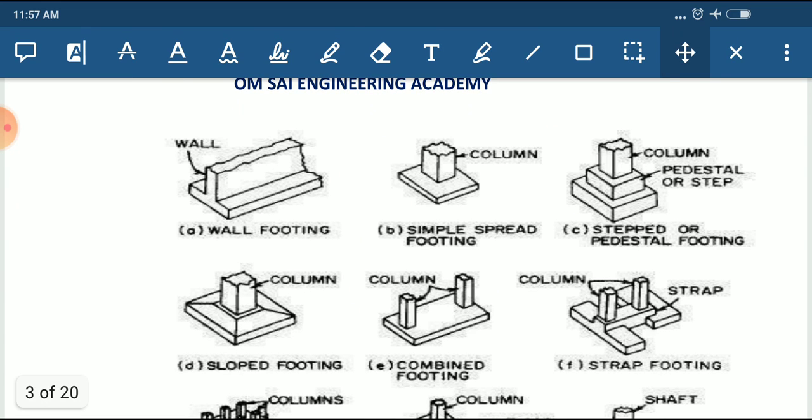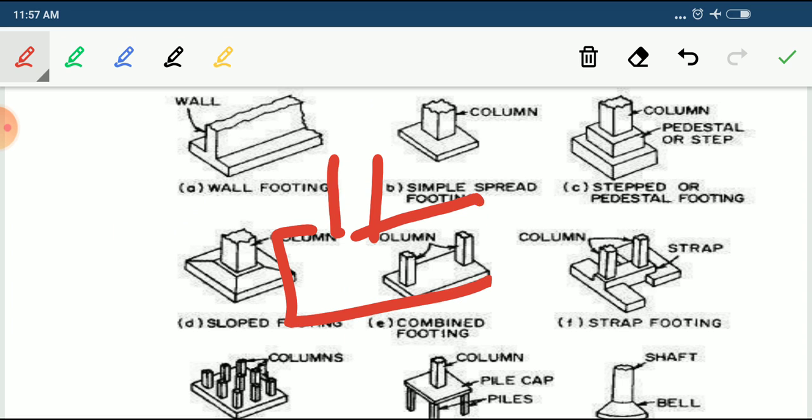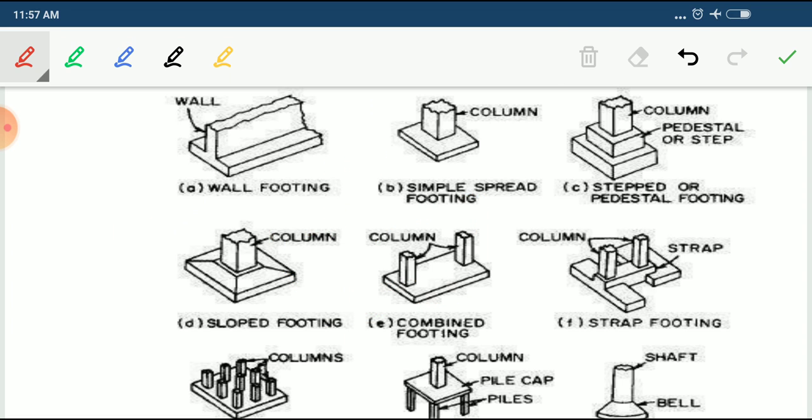Okay, this one is called wall footing. The second one is called isolated footing. What do you mean by isolated footing? If you want to provide a single footing for a single column, then it is called isolated footing. Again, in isolated footing there are different types: simple spread footing or stepped footing, and the next one is sloped footing.